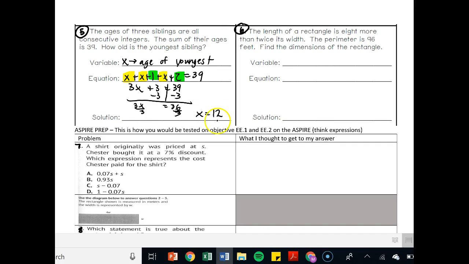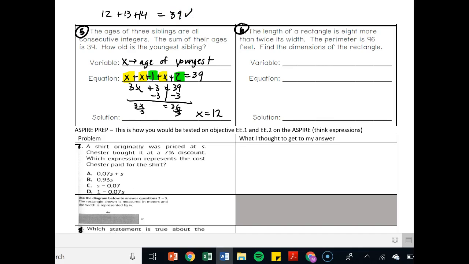So let's double check that. If the youngest is 12, the next oldest then has to be 13, and then the one after that has to be 14. Let's add those up and make sure that they equal 39 like they said they were. So 12 plus 13 plus 14 does in fact equal 39, so you know you are good, right?